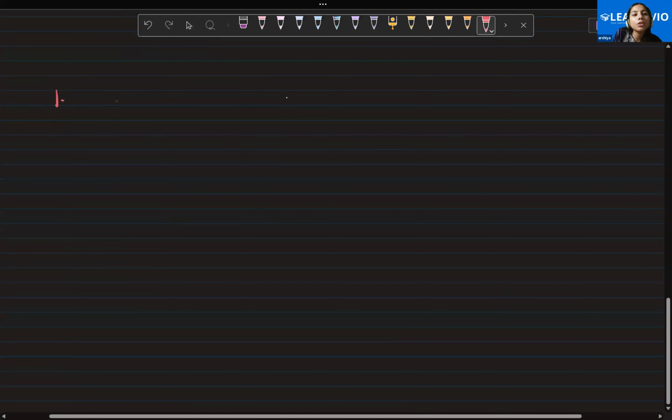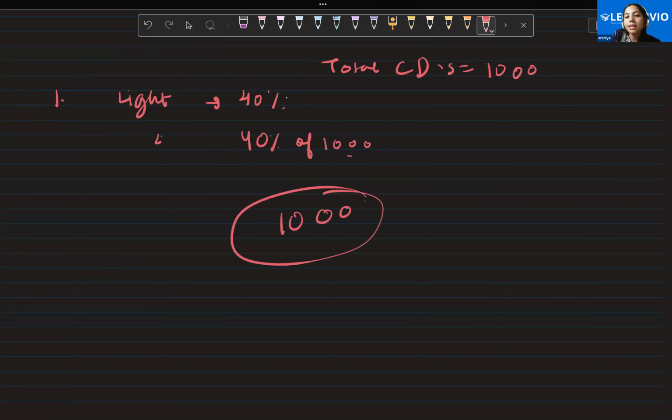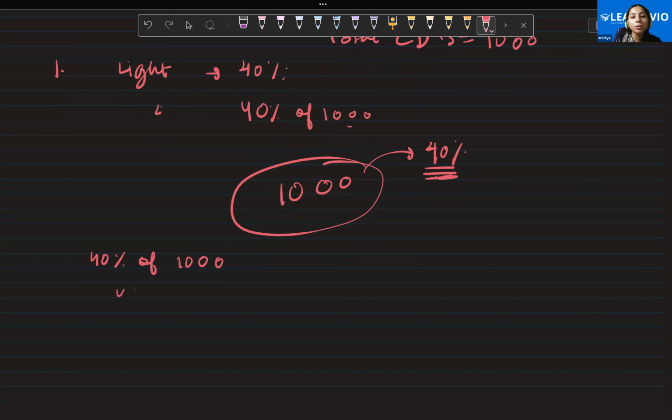Okay. So first we have light music, and it was 40%. Now how do we find out for this? The total number of CDs the company is making is 1000. Now what we're going to do is basically we have to find 40% of 1000, right? Because the total CDs is 1000, and out of these 1000 CDs, 40% will be light music, right? So I just have to find 40% of 1000.